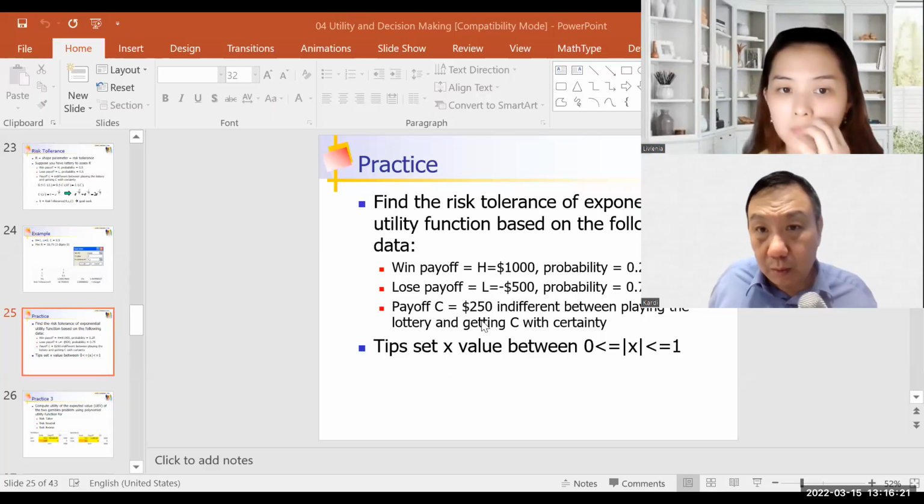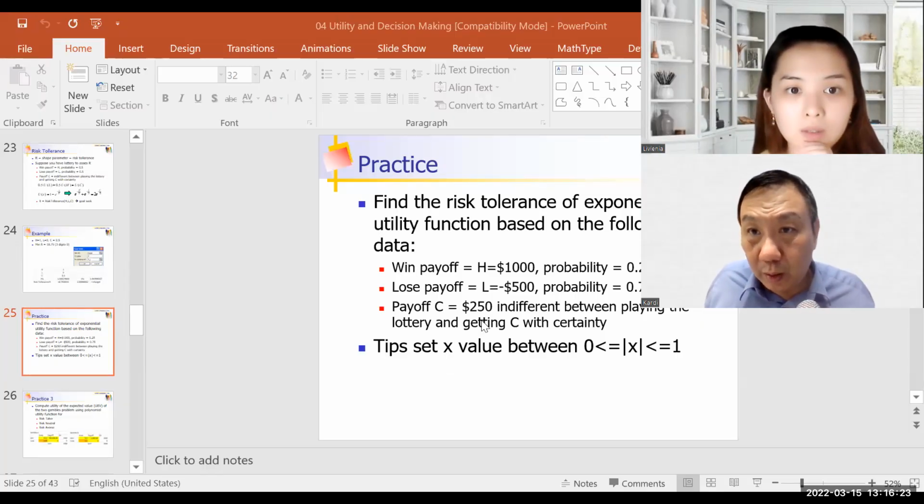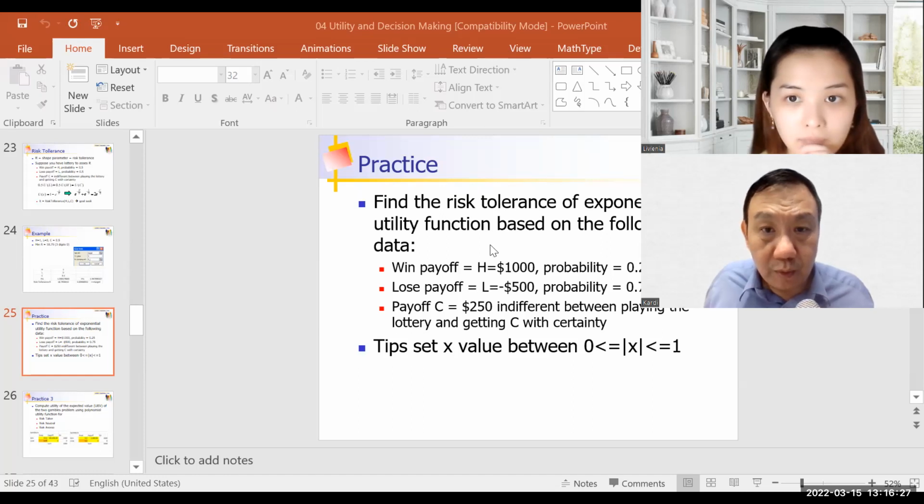Is this clear or not? Okay, so if it is clear, I will give you a test. Okay, so here is the test. Keep this short. I'll give you the test. Can you find the risk tolerance of exponential utility function?